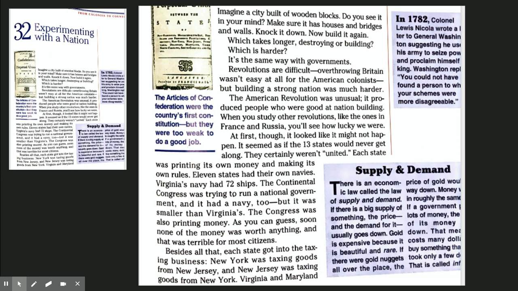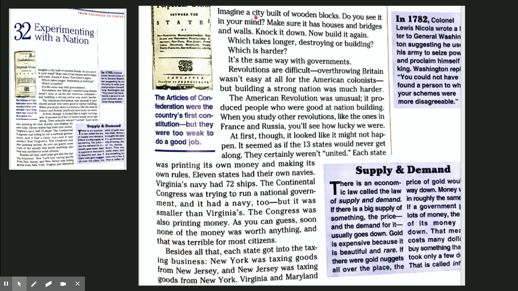Imagine a city built of wooden blocks. Do you see it in your mind? Make sure it has houses and bridges and walls. Knock it down. Now build it again. Which takes longer, destroying or building? The answer is supposed to be building takes a lot longer.